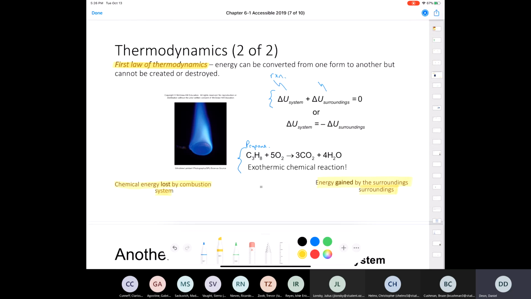And another way of writing that would be to rearrange this formula that I have the little blue mark by and say the change in energy for the system is equal to the negative of the change in energy of the surroundings. So heat energy lost by the system is going to be equal to the heat energy gained by the surroundings. That's for an exothermic chemical reaction. For an endothermic reaction, you would say the chemical energy gained by the system is equal to the energy lost by the surroundings.